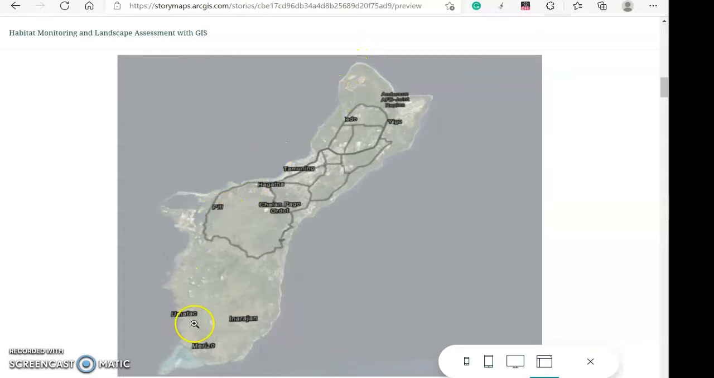These are the villages of Guam. We'll be focusing also on this area. And this is the main road, which we did not need throughout this presentation.